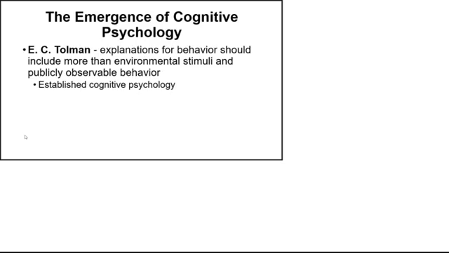So for cognitive psychology, Tolman is one of our big names here. And so Tolman said that our explanations for behavior should include more than just environmental stimuli, and it should also include more than just publicly observable behavior. So he was fed up with all of this classical and operant conditioning where you were looking at something observable in your environment and something observable that you do in response to it. He wanted to look at things that were going on internally. What about what's going on in your head? What about your thoughts? What else is happening? What else can we look at? And this is what pushed that advancement of cognitive psychology.